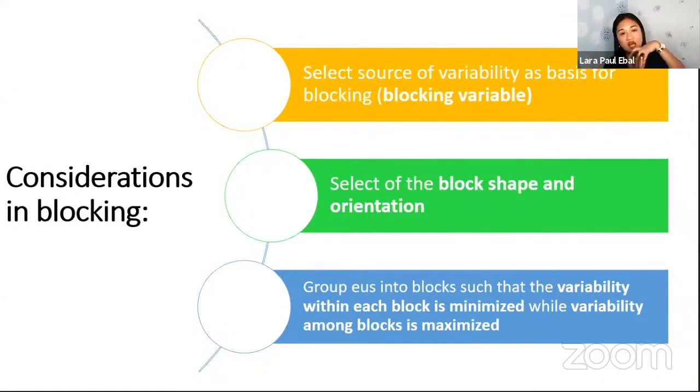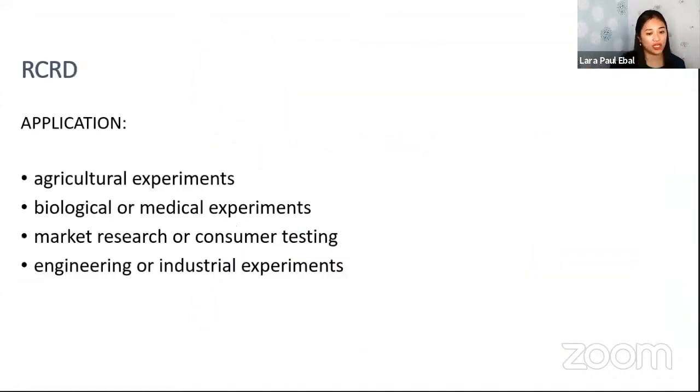So halos pare-parehas lang yung condition. Okay, while the variability among blocks, okay, are maximized. So talagang nagdi-differ si block 1 sa block 2. For example, yung soil type na clay, nagdi-differ talaga siya sa loam, and so on. Okay, so we have this application. So usually yung mga applications ko is on these agricultural experiments, because basically yung experimental design actually was developed from this agricultural experiments.